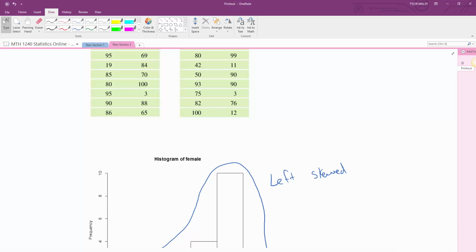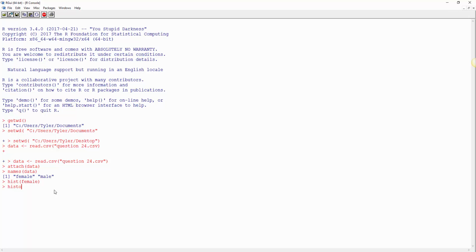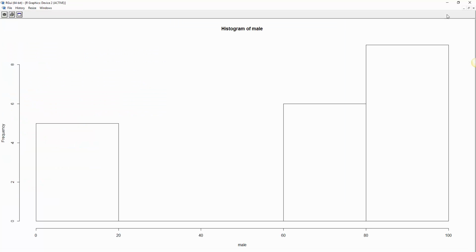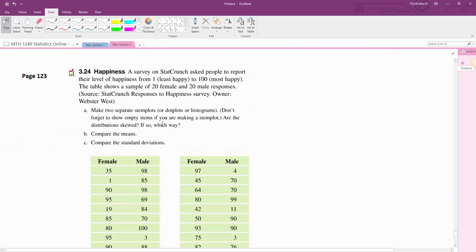So then I can go back into R, and I'll just close out of this. And then I'll type in a histogram for male. So I'm telling R to make a histogram for the male variable, and again, this also looks left skewed. You can kind of see the overall distribution. We do have scores of 0 in between this range, but I would still call that left skewed. So both the female and the male histograms are left skewed. That's what we would say for part A.